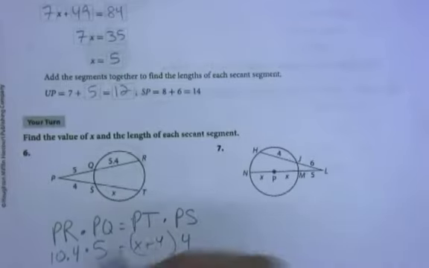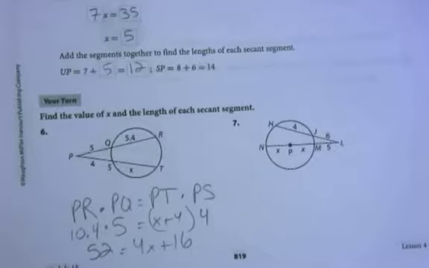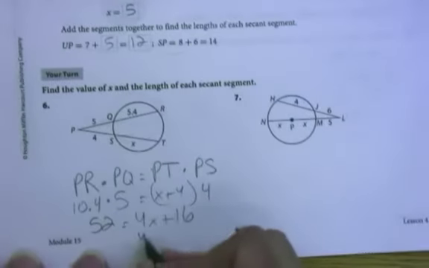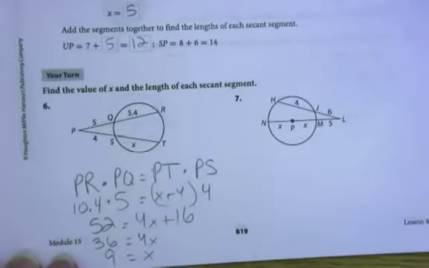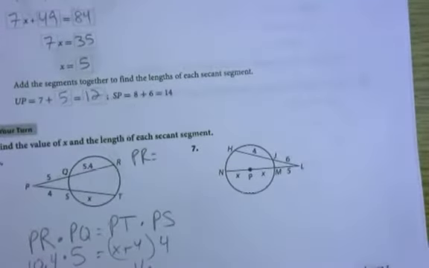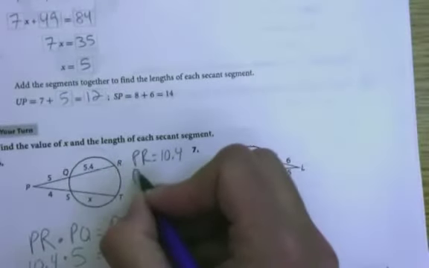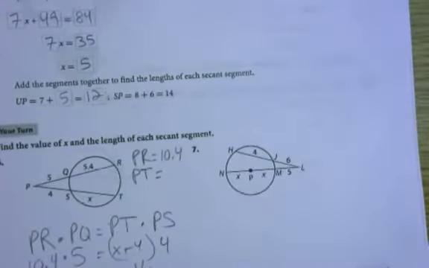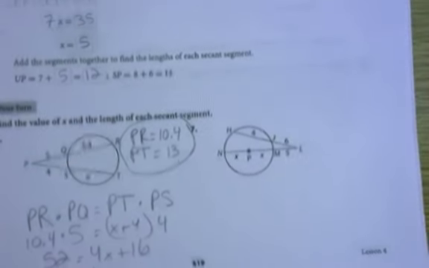In my calculator, 10.4 times 5 is 52. I distribute on the right-hand side to get 4x plus 16. Subtract that 16 from both sides. 4x is 36, so x is 9. We already knew that the length of PR was 10.4. The length of PT is 9 plus 4, which is 13.